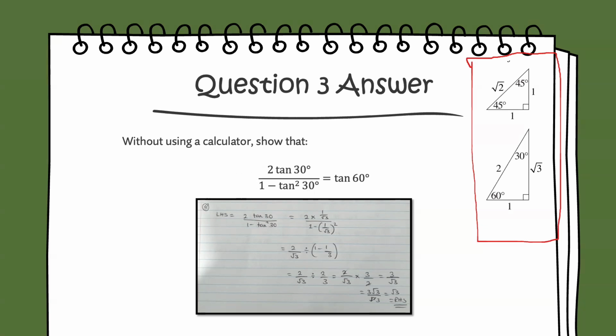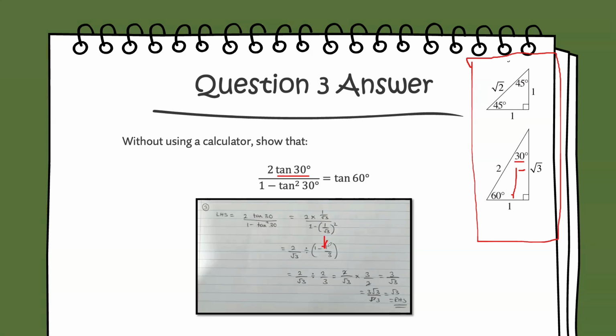So we're going to start from the left-hand side again. Our left-hand side is 2 times tan 30. Okay, so if we look at tan 30, we've got the angle of 30 here. We know that tan is opposite over adjacent. So opposite is 1 and adjacent is root 3, so tan 30 is 1 over root 3. Okay, so we've done 2 times 1 over root 3 over 1 minus 1 over root 3 squared. Okay, now that is equal to 2 over root 3 divided by 1 minus 1 over 3. Okay, so I've just squared this.